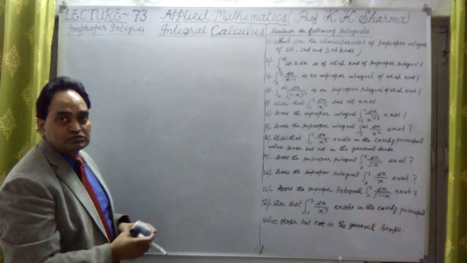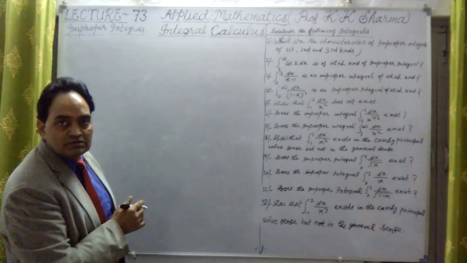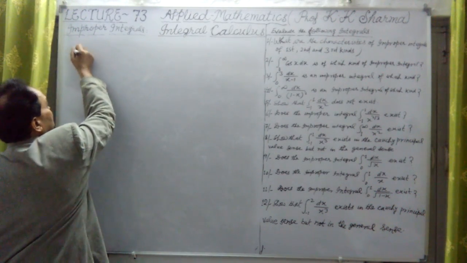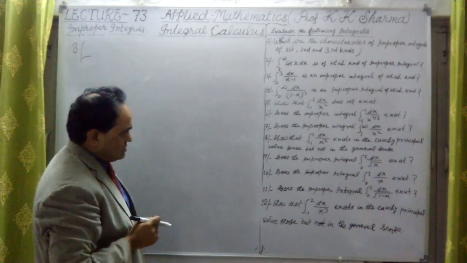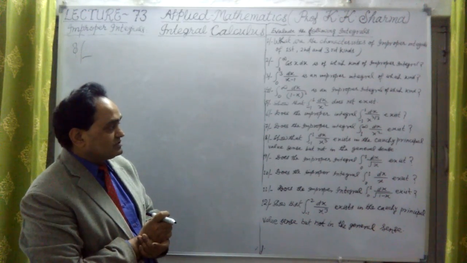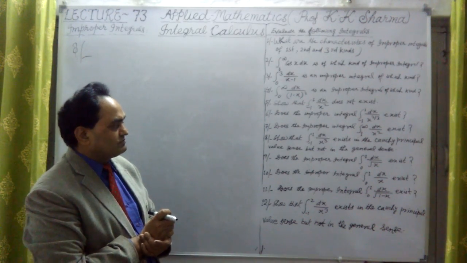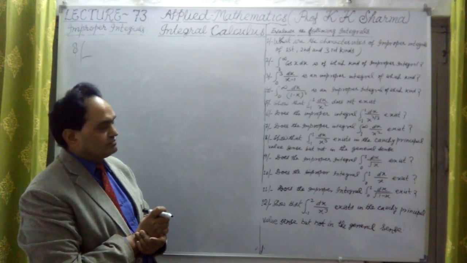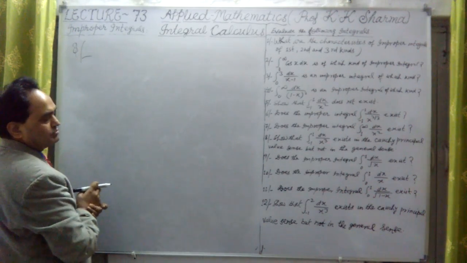Okay. Question number 8. What did it say? Question number 8 says: show that the integral from minus 1 to plus 1 of dx upon x cube exists in the Gauss's principal value sense, but not in the general sense. That we have to just talk about.